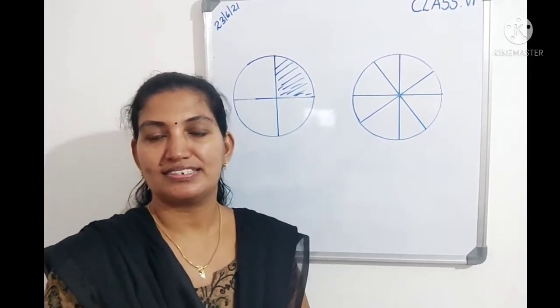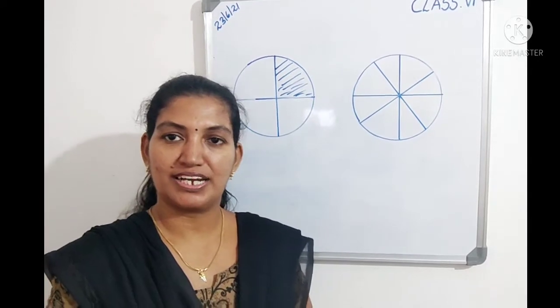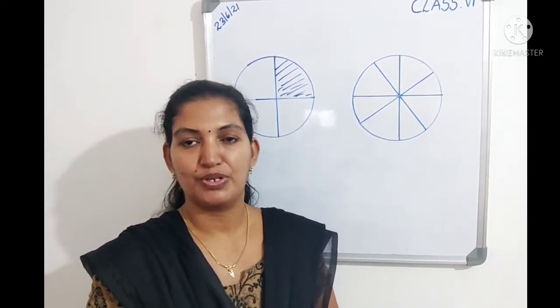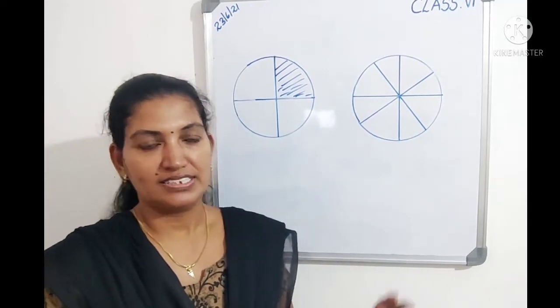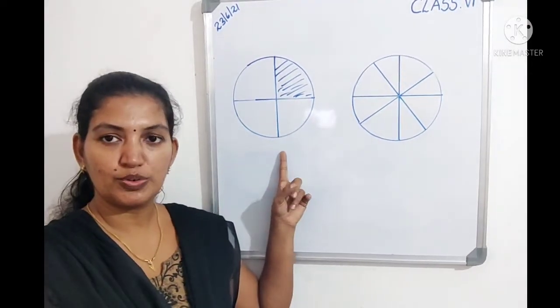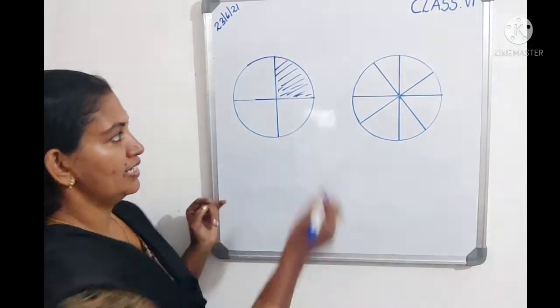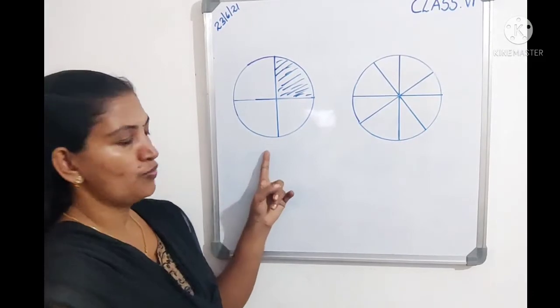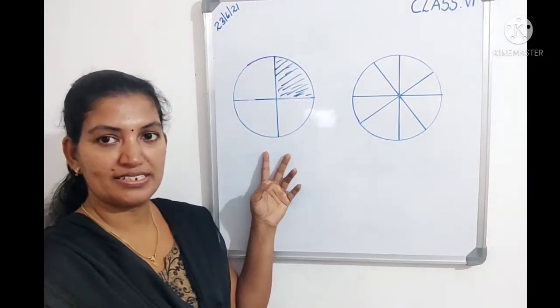Today's topic is find the fraction of shaded and unshaded part using the given figures. First, here you can see a circle and this circle is divided into 4 equal parts. Also one part is shaded. We have to find the fraction of shaded and unshaded part.